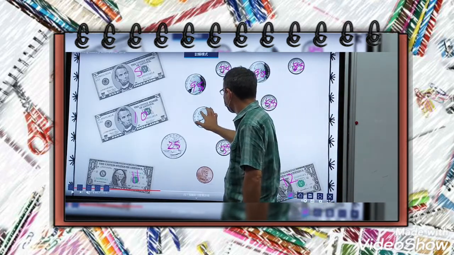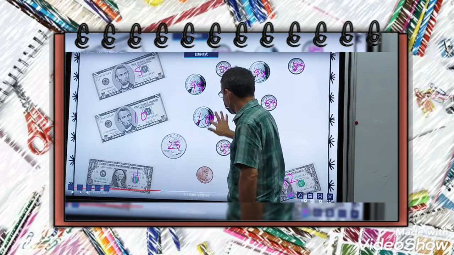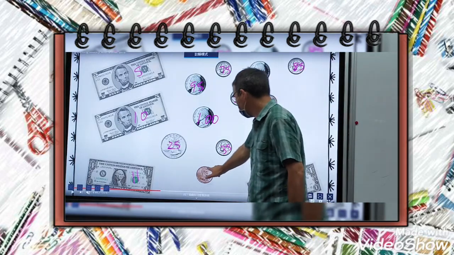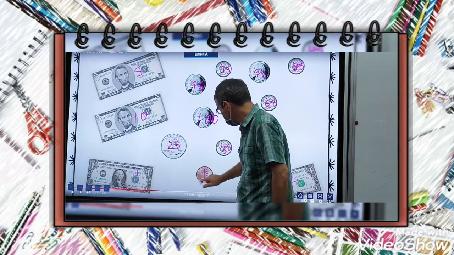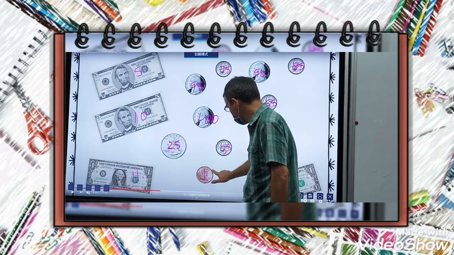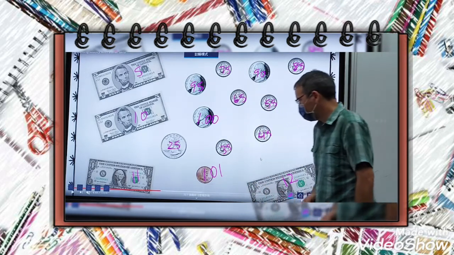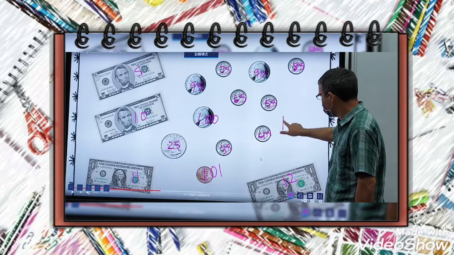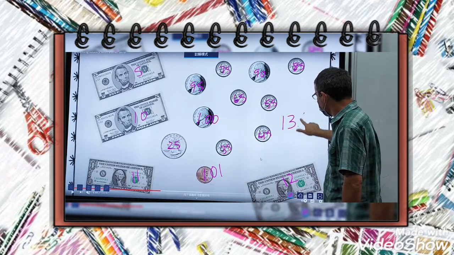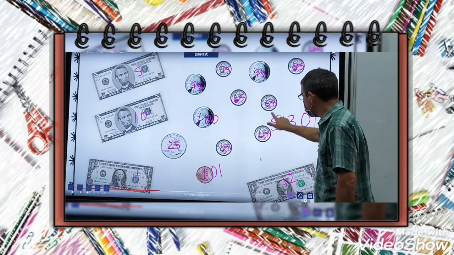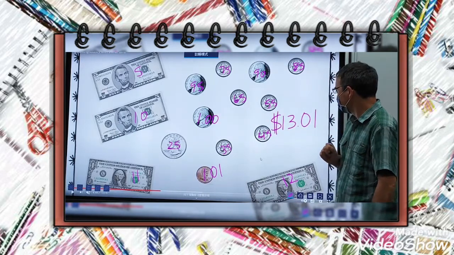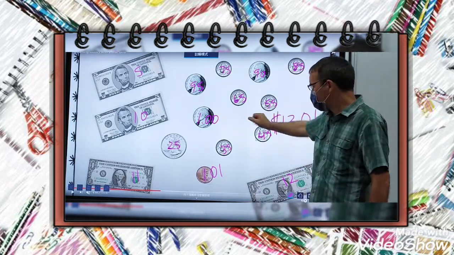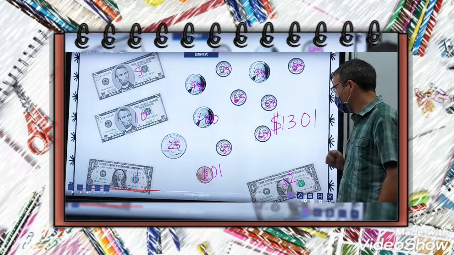95. Now that's going to be $1 plus 1, so it would be $1.01. So plus 12, you should have $13.01. So that's the amount here. If you count the dollar bills and the coins, you should have $13.01.